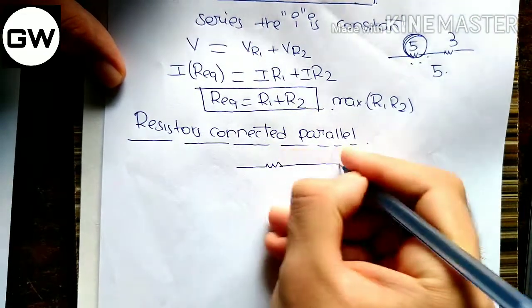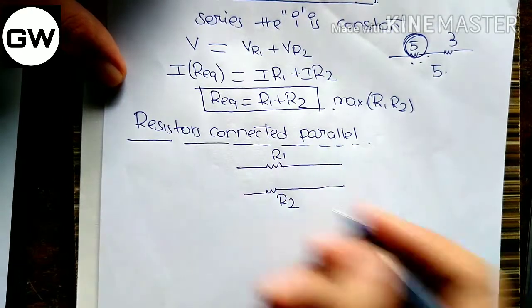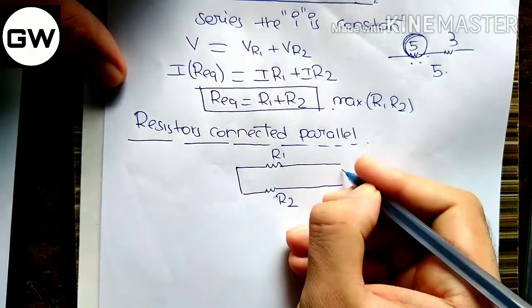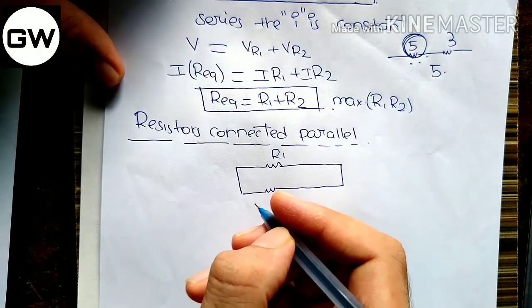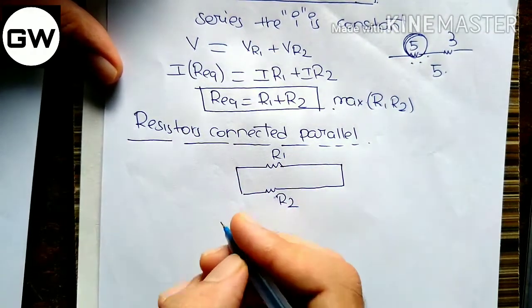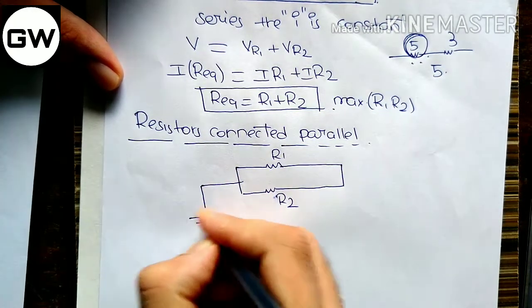Resistors connected in parallel: if this is a resistor R1 and this is a resistor R2, and the starting ends and the ending ends of the resistors are joined, so that the starting point and ending point are connected, then such a combination is said to be in parallel. For example, this is a circuit.